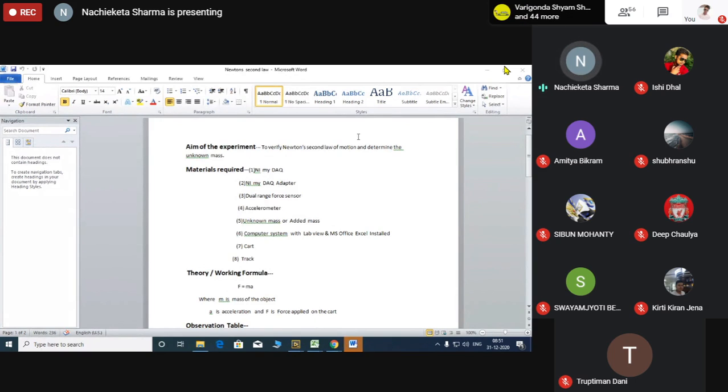Write the aim of the experiment, method. Sir, experiment name. What is the name of the experiment? Aim of the experiment: to verify Newton's second law of motion. Name of the experiment: Newton's second law.